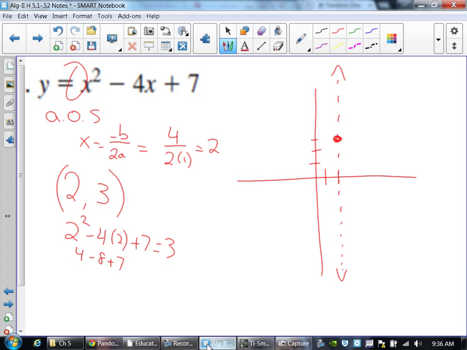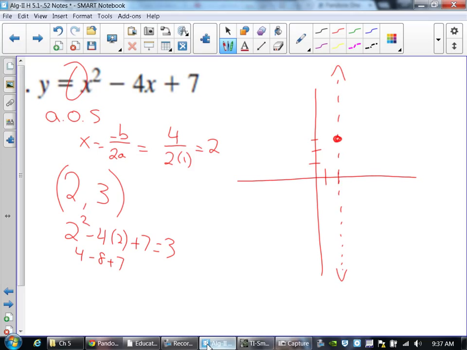Good one. Up like a cup, down like a frown. Now, every other point on this parabola will have what's called a symmetric twin. As I'm looking at this, I'm going to figure out some very easy values to work with. For example, 0. If x is 0, what's y?